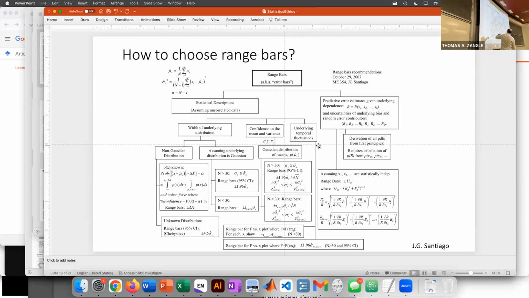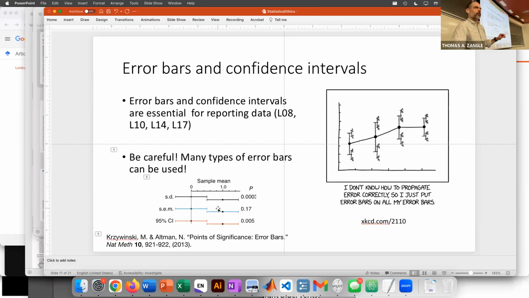If you know what the underlying probability distribution is because you're talking about variance or proportion, then you can actually directly compute the range bars. If you have an unknown distribution, there's actually another estimate that you can use. Propagation of error is actually in here as well, which we covered earlier in the semester. But the point is that there's a lot of decision making to be done that goes into deciding which type of error bar you're going to show, and just don't be misled when you see error bars. They can mean different things depending on how they are presented.